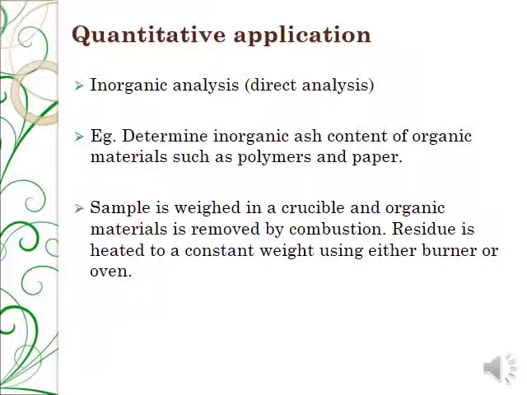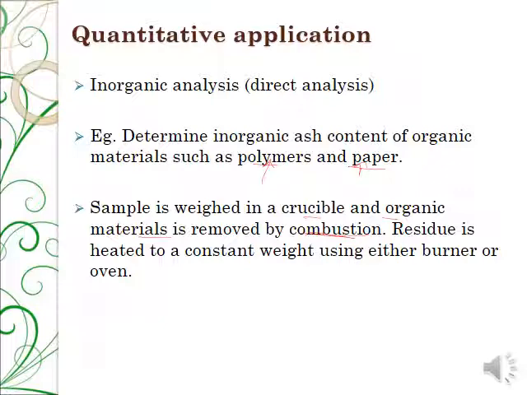So the application for quantitative volatilization gravimetry, an example of direct analysis for inorganic analysis, is determining the inorganic ash content of organic material such as polymer and paper. Therefore, the sample of the polymer and paper is weighed in a crucible, and then the organic material is removed by combustion. So the organic content of the polymer and paper will be removed by combustion.